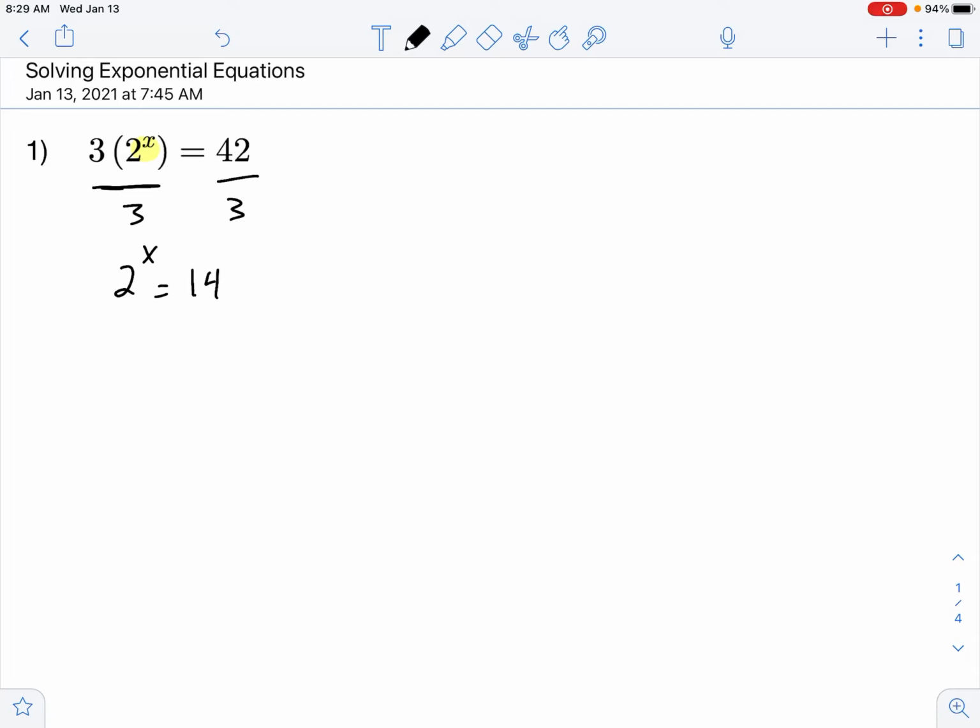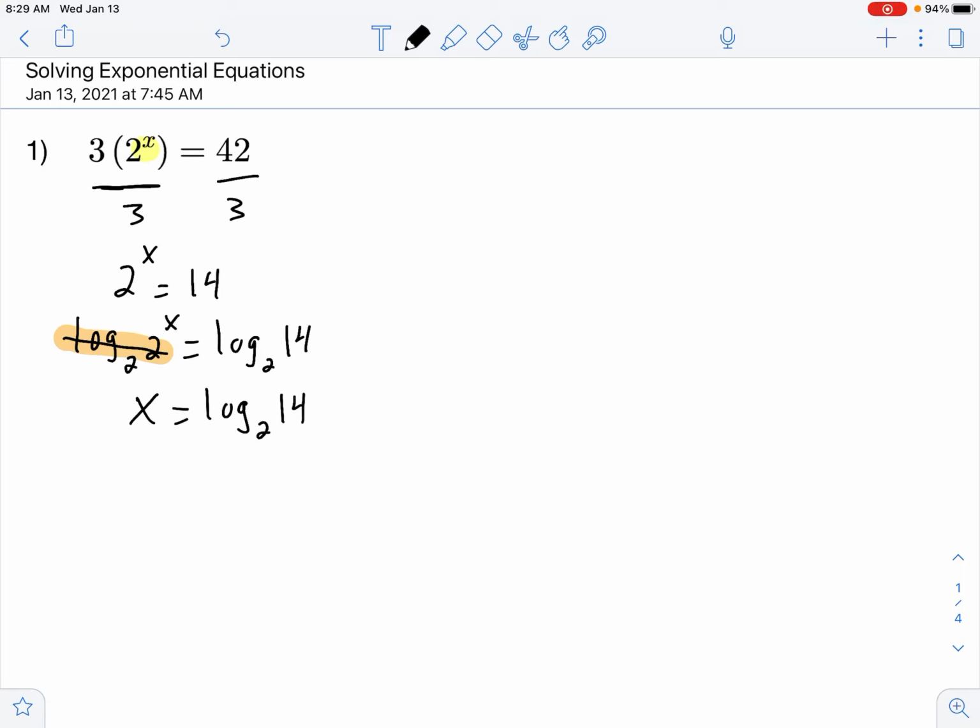Well, if you recall, exponentials and logs are inverses of each other. So if I want to get rid of this base of 2, what I can do is do log base 2 to both sides. So by doing that, the log base 2 of the 2 goes away. They undo each other because they're inverses. And that gives me x is equal to log base 2 of 14.